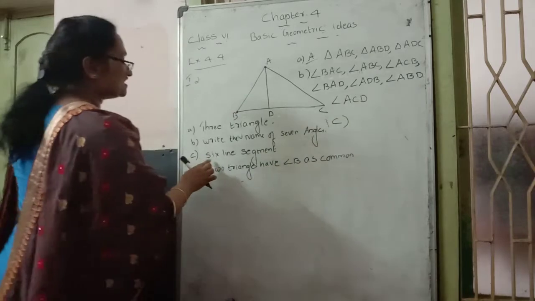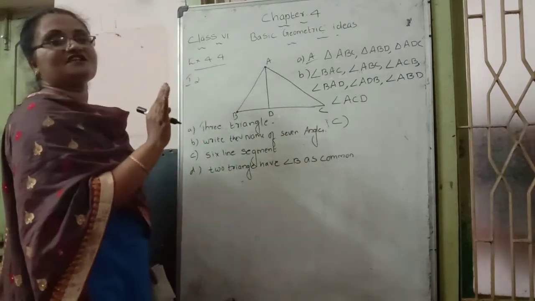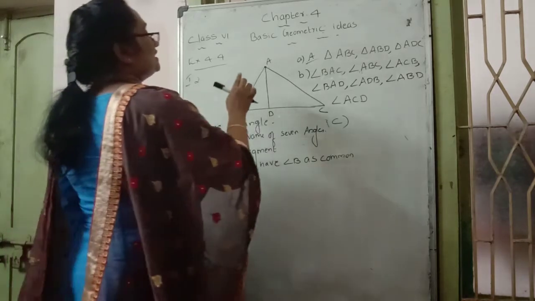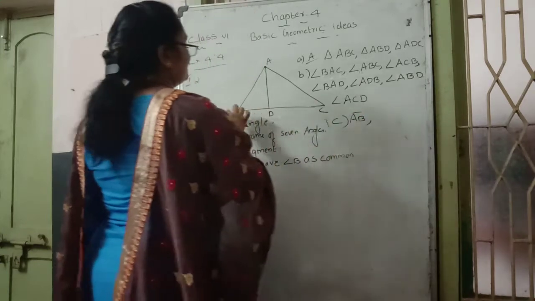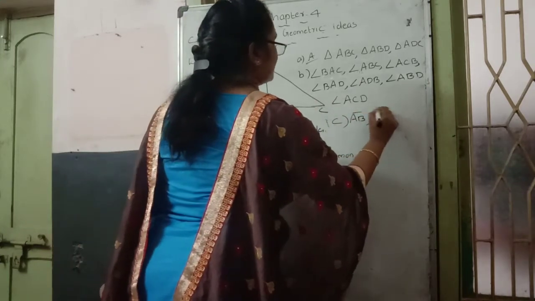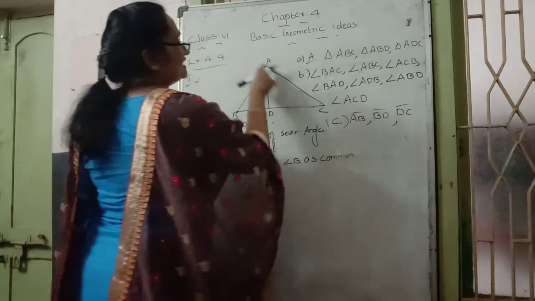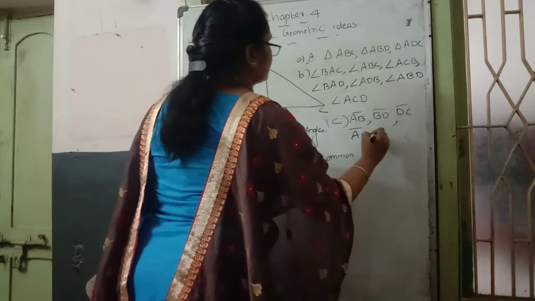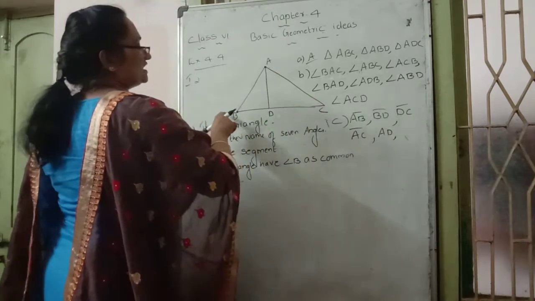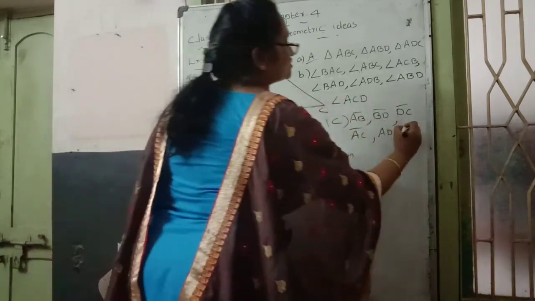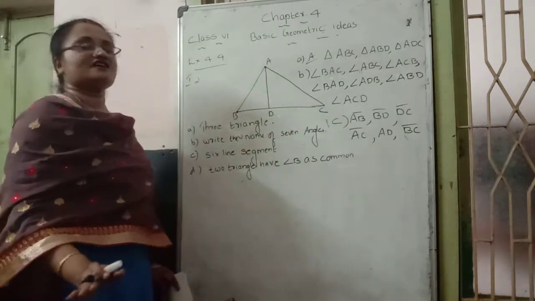Next, part C: line segment names. Look at this diagram. A line segment has how many endpoints? Two endpoints. So we can take AB as a line segment, then BD as another line segment, DC is another line segment, AC as another, AD as another. Then here the full BC we can also consider as another line segment. So the 6 they ask for, we can write like this.